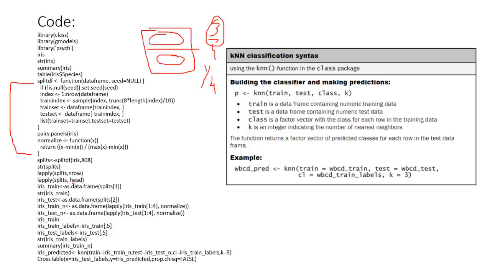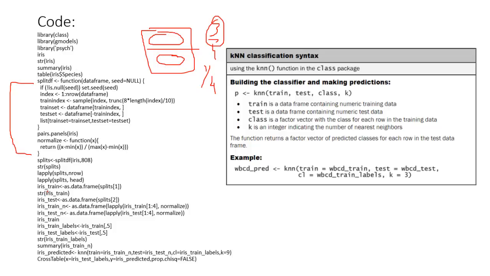lapply with head on splits will just show the first rows of splits. Since splits is a list, for train and test data it will show the first 6 rows, and for the nrow function also lapply will return the number of rows in the train set and the test set.